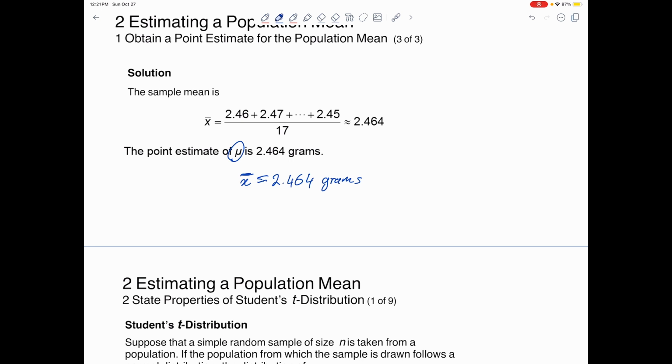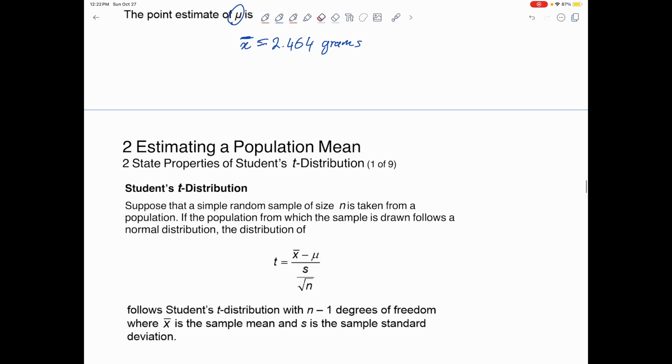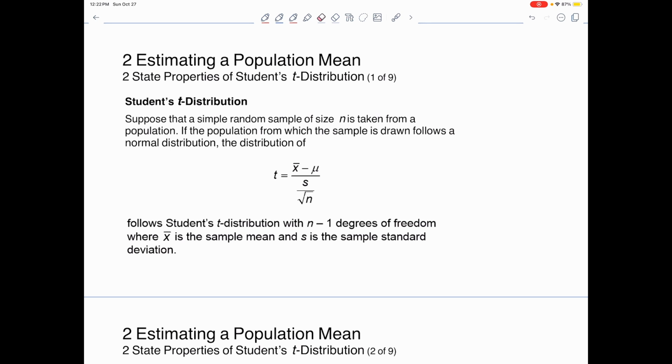Now, if we stop at this point, this might not be a good representation of the population mean. However, we will be able to create a confidence interval where we are, let's say, 95% confident or 99% confident that the population mean happens to be within a range of this number. And this number is going to help us create that range of data that we are confident will contain the population mean. The student t-distribution.